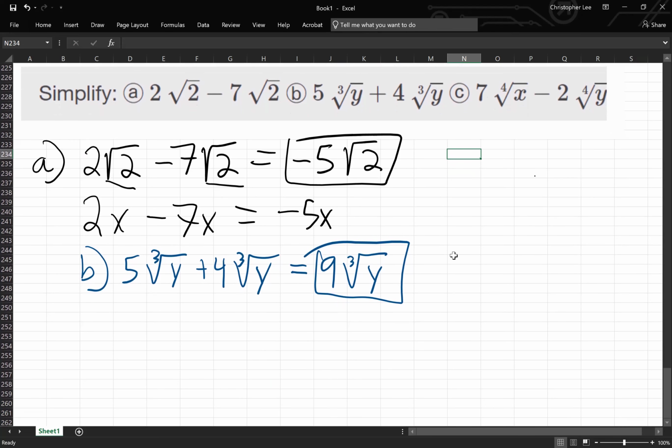All right, let's look at C real quick. So I have 7 fourth root of x minus 2 fourth root of y. What's the answer? What's the answer here, you guys? What y'all think?